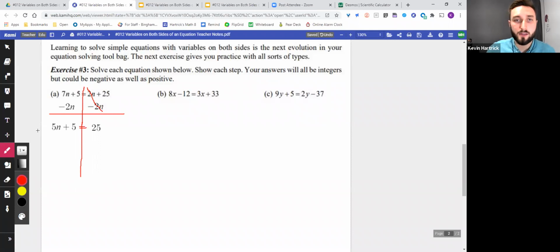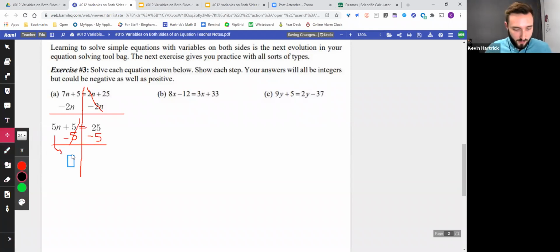Now I'm just doing my regular two-step equation. This is a plus 5. So the opposite of adding 5 would be subtracting 5. And I have to do it to both sides. So I'm subtracting 5. 5 minus 5 is 0. This 5n comes down, so I have 5n on this side with my equal sign. Over here, I'm doing 25 take away 5, which should give me 20.